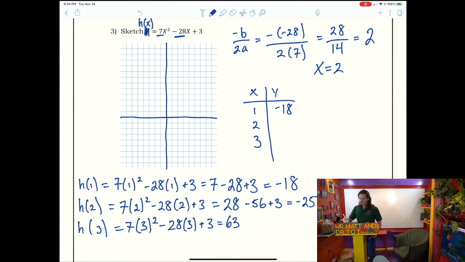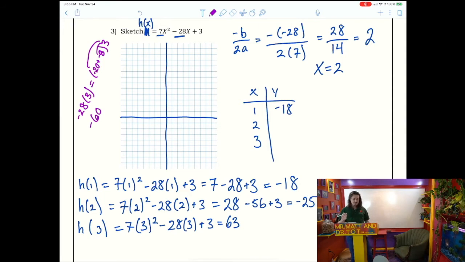A little mental math trick here. Instead of negative 28 times 3, I'm going to think about this as negative 20 plus negative 8 times 3. So if I distribute that inside, negative 20 times 3 is negative 60. Negative 8 times 3 is negative 24. Negative 60 plus negative 24 is a negative 84. So negative 28 times 3 is a negative 84.